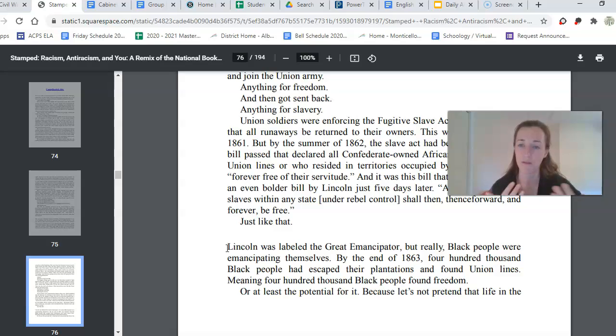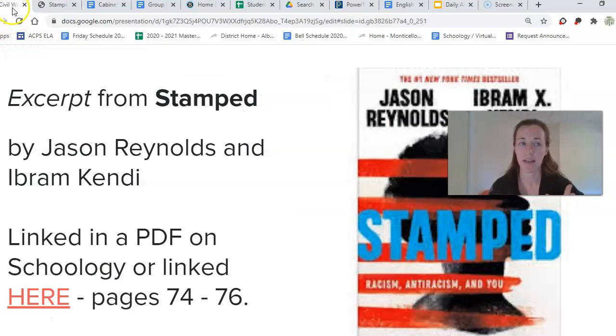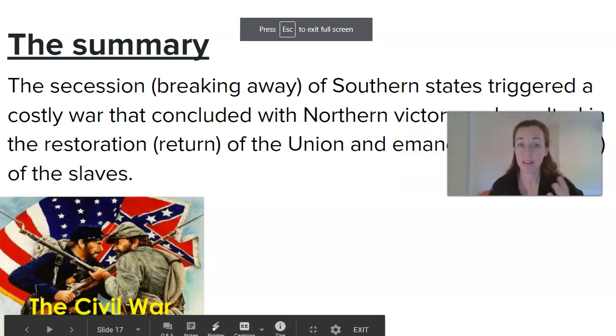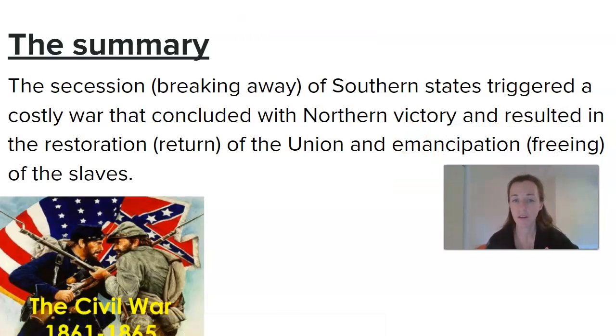So there's a lot of layers to what's happening in the Civil War. It's not simply North versus South. But when it comes to the battles and when it comes to the war, it sometimes is that simple, a fight, this troop against that. So we'll go back to look at what that meant in the war. Here's your summary again. The secession, breaking away of Southern states, triggered a war that concluded with the North winning and resulted in the return of the Union and the emancipation, which means the freedom, the freeing of the slaves.